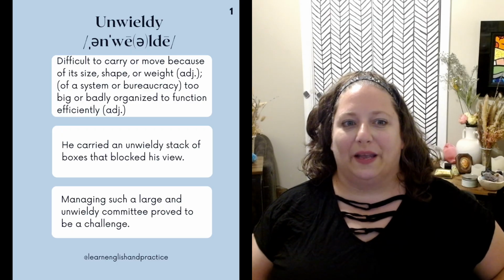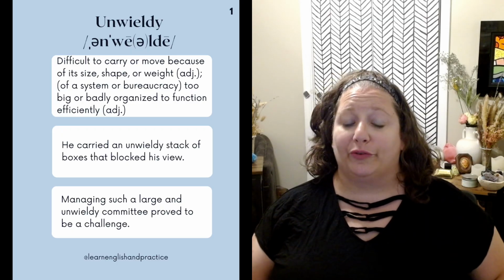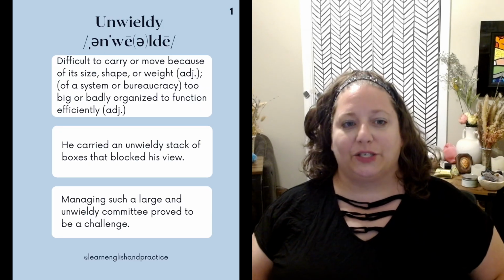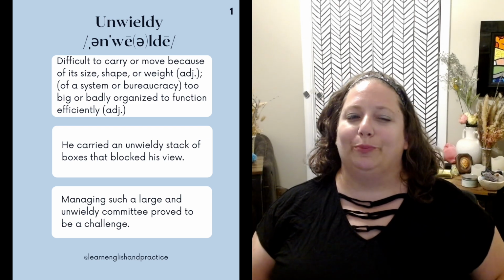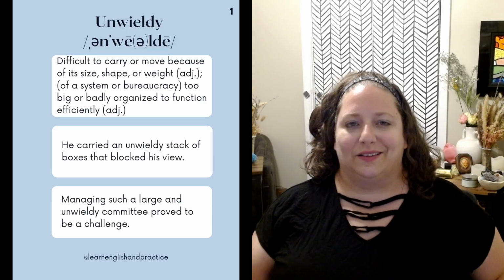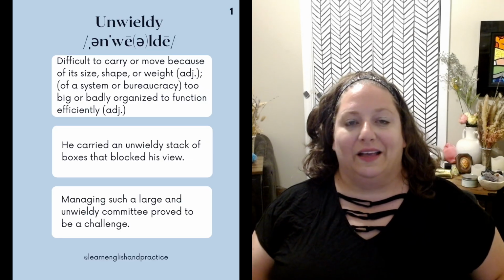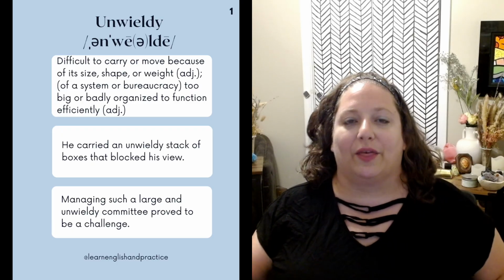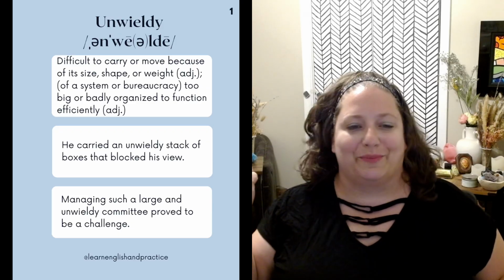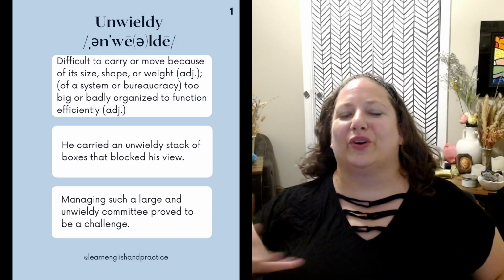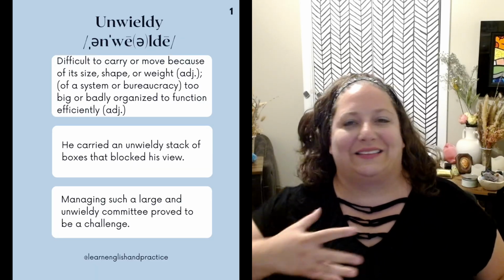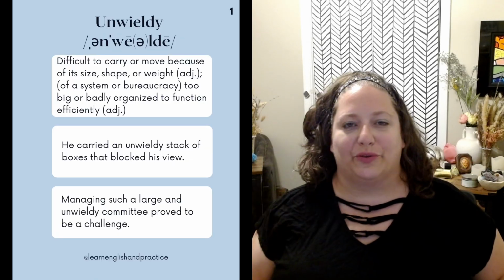First, unwieldy. This means difficult to carry or move because of its size, shape, or weight, as an adjective. When referring to a system or bureaucracy, too big or badly organized to function efficiently, as an adjective. So something that's unwieldy is difficult to maneuver with, or difficult to make decisions with in the case of a bureaucracy, or overloaded and just generally problematic in a way that it's not agile, not easy to move with.